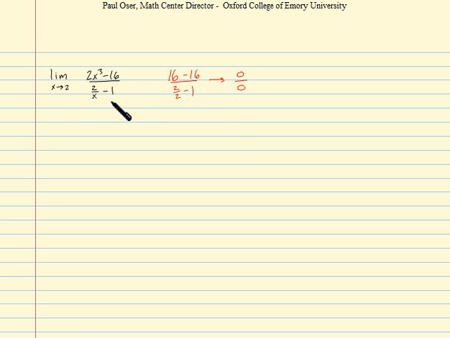Yes, this expression is undefined at 2 because of the presence of this 0, but the fact that I also got a 0 up top tells me that it may be the case or it may not be the case that this expression has a limiting value as x approaches 2. I'm going to need to do some more work.